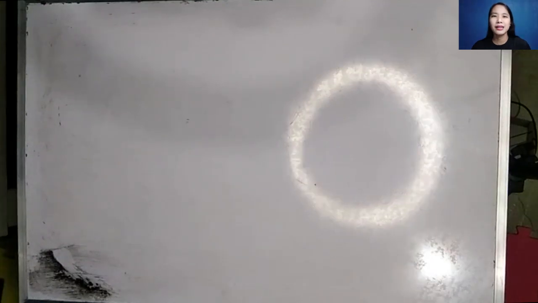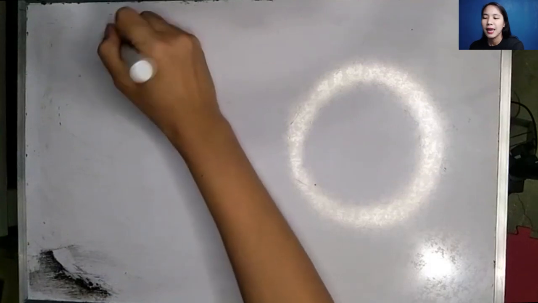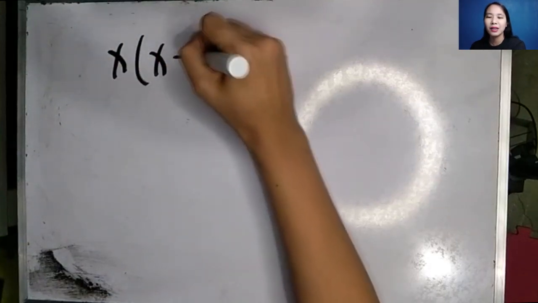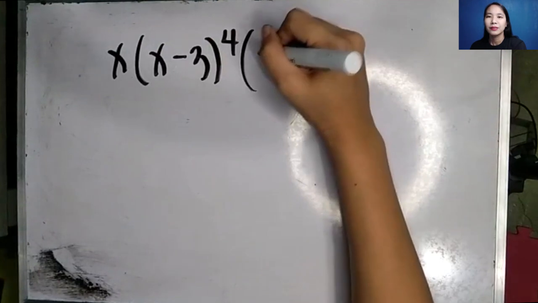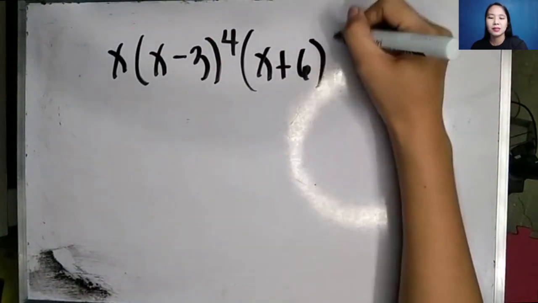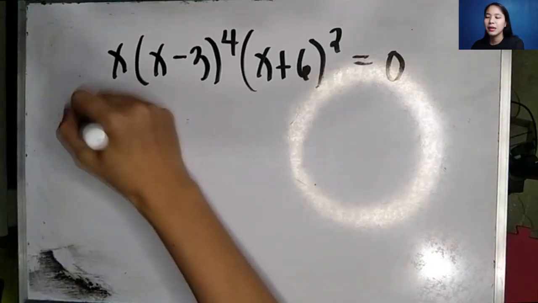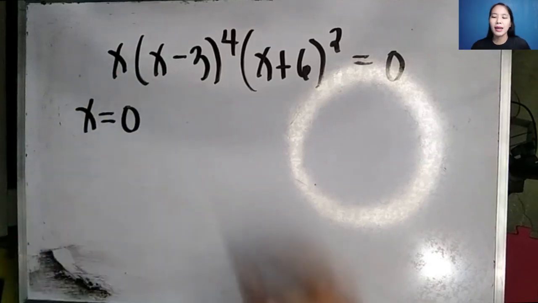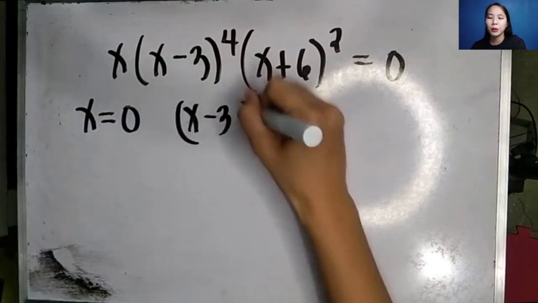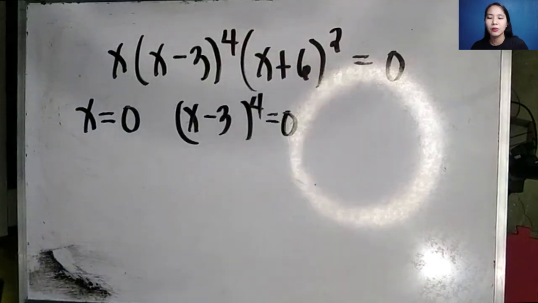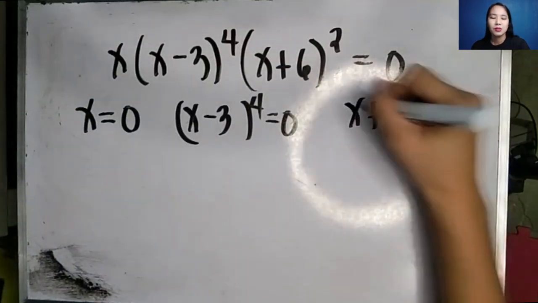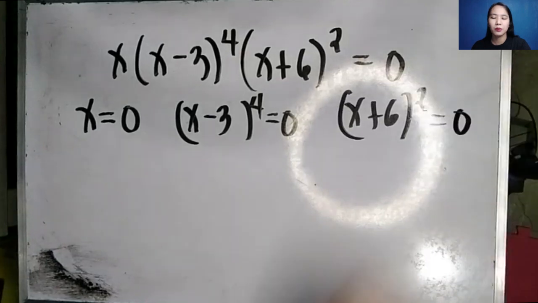Let us have another example. The given is x times (x - 3) to the 4th power times (x + 6) squared equals 0. The given here is still in factored form. So we apply again the zero product property. So our x will be equal to 0. Our (x - 3) to the 4th power is equal to 0. And our (x + 6) squared is equal to 0.